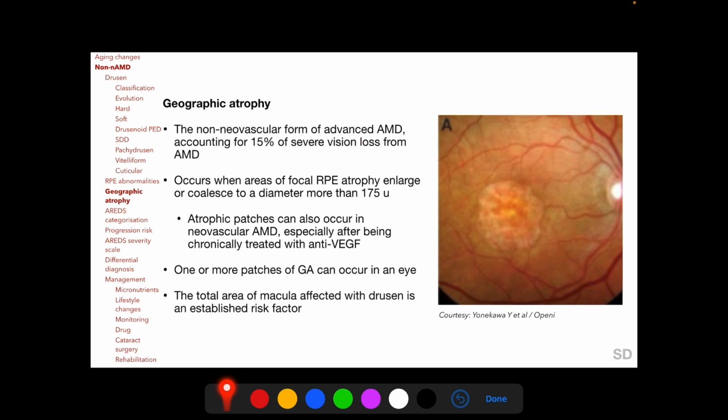And it occurs when areas of focal RPE atrophy enlarge or coalesce to a diameter of more than 175 microns, but we must remember that atrophic patches can also occur in neovascular AMD, and as we have discussed, the total area of macula affected with drusen is an established risk factor for geographic atrophy.